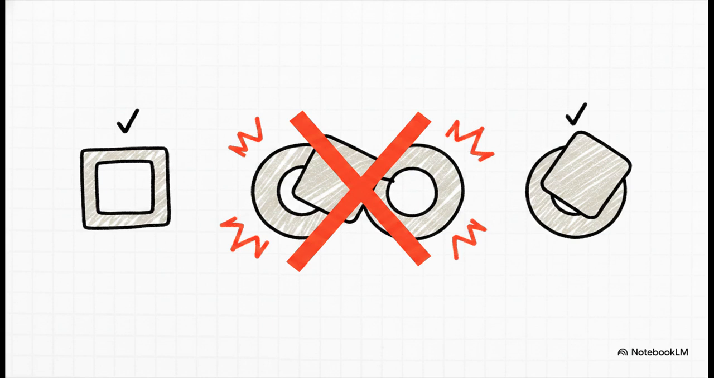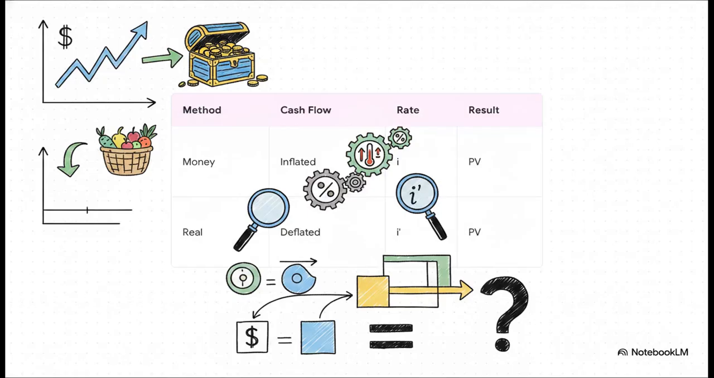Mixing these up will completely destroy your calculation. So here are your two paths. You can work entirely in money terms, take your inflated money cash flow and discount it at the money rate i, or you can work entirely in real terms, take your deflated cash flow, meaning its actual purchasing power, and discount it at the real rate i prime. Because of that Fisher equation tying the whole universe together, both methods give you the exact same identical present value. Just match your terms, and you really can't fail.